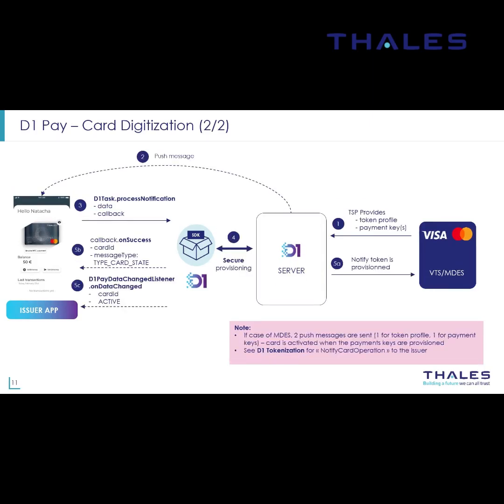Now, let us go through the process of provisioning the digital card into the app. It is initiated by an incoming push message. Then Process Notification API processes the pushed data received from the notification server. And the SDK receives command data from D1 server. The app should wait for the on-data changed callback, indicating that the card is in active state. If this is the first card, it will be automatically set as the default card for payment. Also note that for MasterCard tokens, the app will receive two push messages.